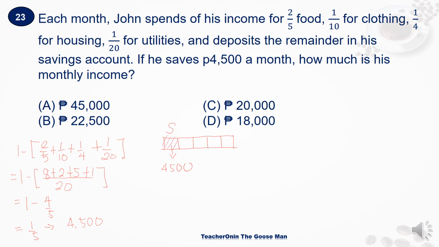Now, we want to find out the monthly income. So, meaning to say, each part is equal to 4,500. But I have 5 parts, times 4,500. So, meron kang 22,500 pesos. So, therefore, the correct answer is letter B.